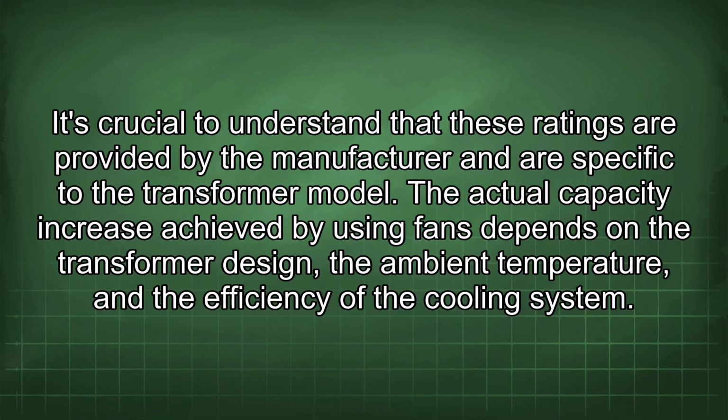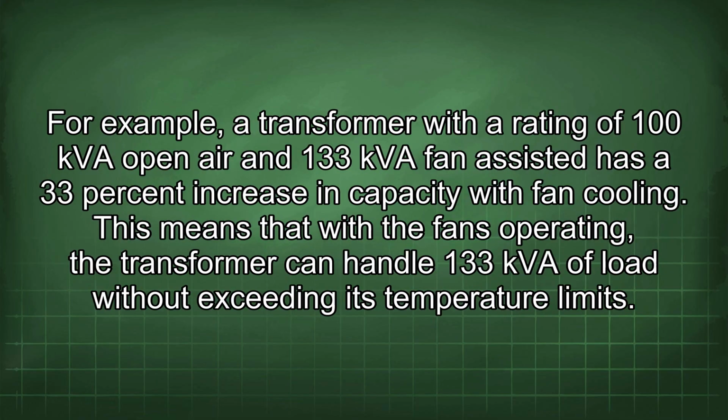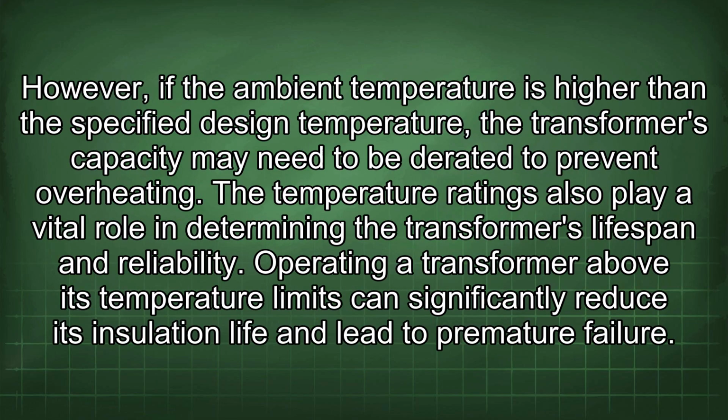the cooling system. For example, a transformer with a rating of 100 kVA open-air and 133 kVA fan-assisted has a 33% increase in capacity with fan cooling. This means that with the fans operating, the transformer can handle 133 kVA of load without exceeding its temperature limits. However, if the ambient temperature is higher than the specified design temperature, the transformer's capacity may need to be derated to prevent overheating. The temperature ratings also play a vital role in determining the transformer's lifespan and reliability.